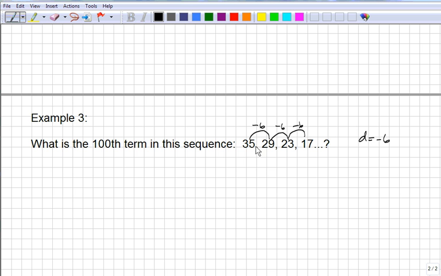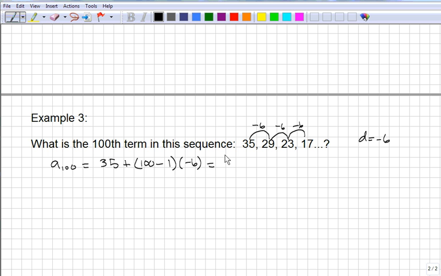So we've kind of set a reference that if the numbers are increasing, our d is positive. If our numbers are decreasing, then our d is negative. Okay? So a100, we're asked to find the 100th term. It's going to be the first term, 35, plus a multiple of the common difference. So that's n minus 1, which is 100 minus 1, times a negative 6. Okay?